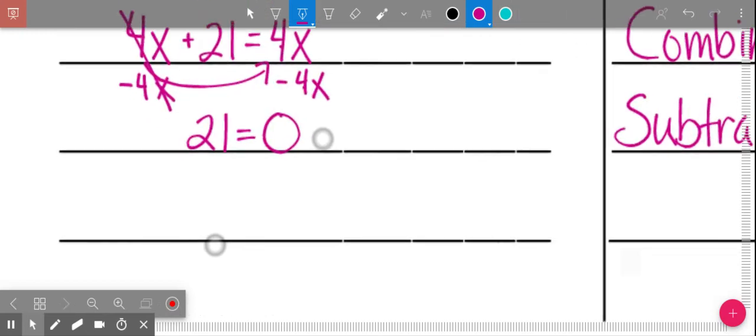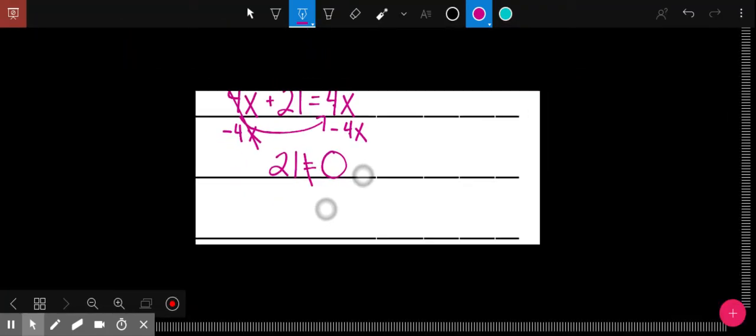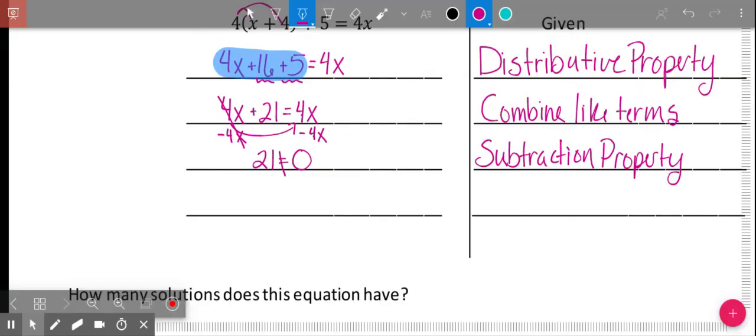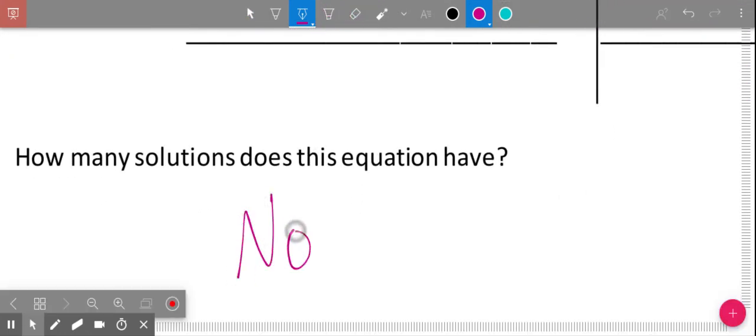Okay, now I need to look at this and say, well, does 21 actually equal 0? No, it doesn't, so we're going to draw a line down the middle. Okay, now what happens? So how many solutions does this equation have? Well, since 21 does not equal 0, we can say no solutions.